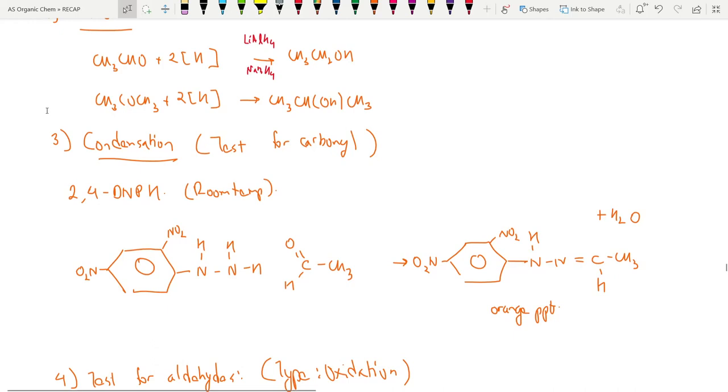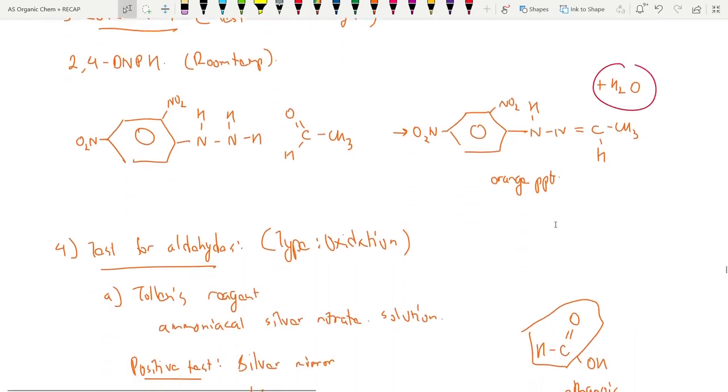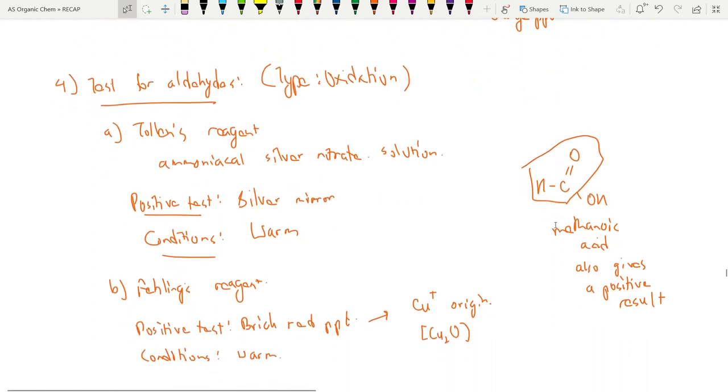I have shown you here, they react with ethanal, which reacts with 2,4-DNPH to form this orange precipitate, and one molecule of water is liberated. Okay. So what are the tests for aldehydes?